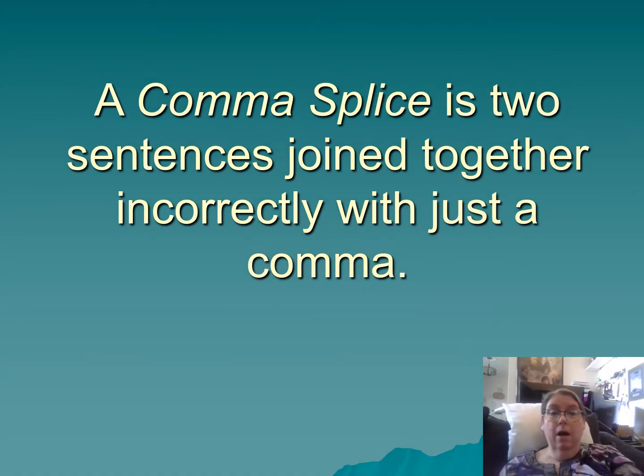Another error often made by writers is a comma splice. So you can see in the name it's using a comma to splice or put things together. They used to talk about that when they were talking about the old-fashioned film. When they put two pieces together, you call it splicing. So it's two sentences joined together incorrectly with just a comma. You cannot just put two shorter sentences together with just a comma because you'll create a comma splice.